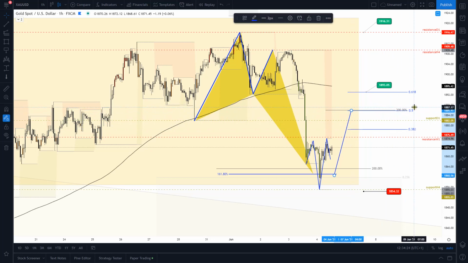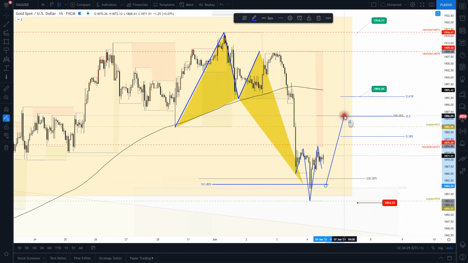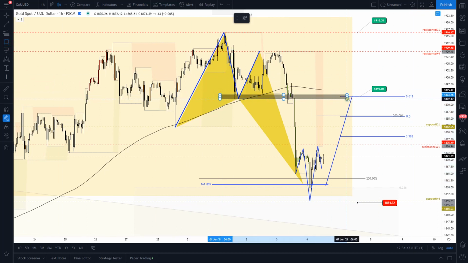So we have that convergence between those Fibonacci levels, which may guide us into the second target for the crab pattern, which is the golden Fibonacci level. And as we can see, we have also the golden Fibonacci level converging with the previous structure lows.